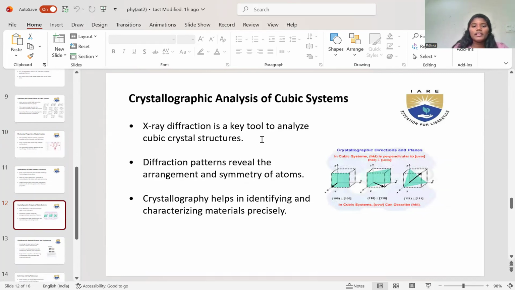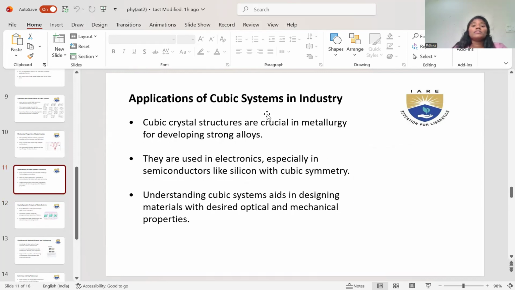Diffraction patterns reveal the arrangement and symmetry of atoms. Crystallography helps in identifying and characterizing materials precisely. Applications of cubic systems in industry.